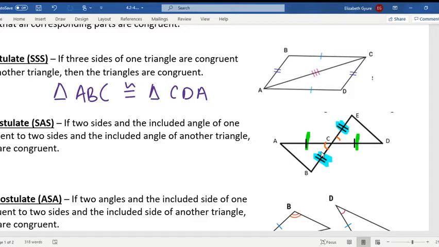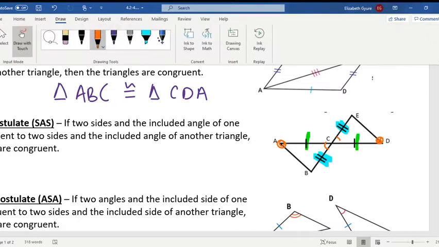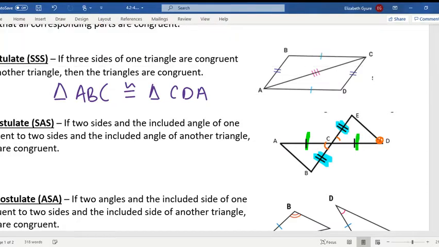So that would be your included angle, or the angle that's between the two sides that we have information about. Okay? If I talked about angle A and angle D, those two angles are not the included angles because they're not where those two sides intersect. Does that kind of make sense, guys? Because the position of that will matter when you're trying to say that things are congruent.